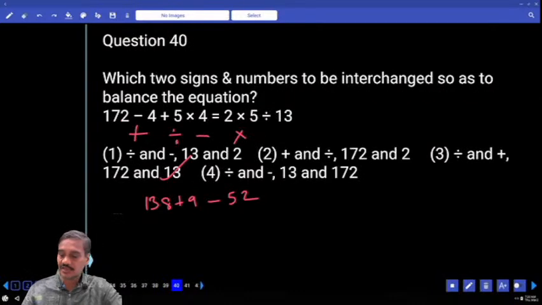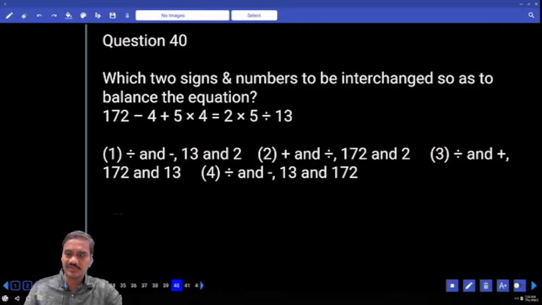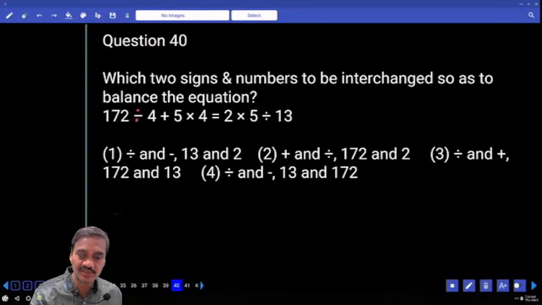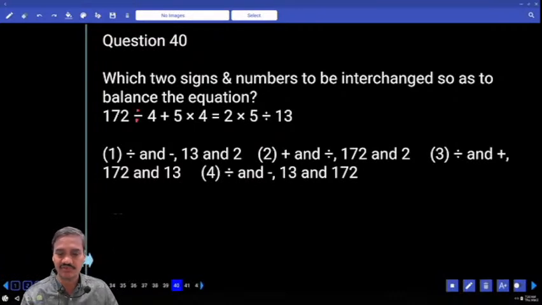Then coming to this 40. Now which two signs and numbers are to be interchanged? Now division and minus, if we interchange these two, this will be division and this is minus. Division and minus. Then 13 and 2. Now this is 13 and this is 2.